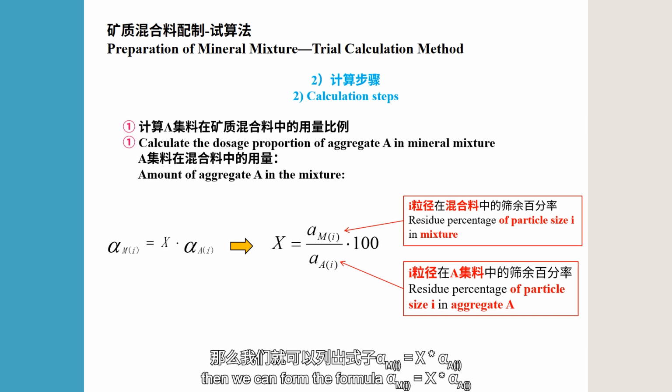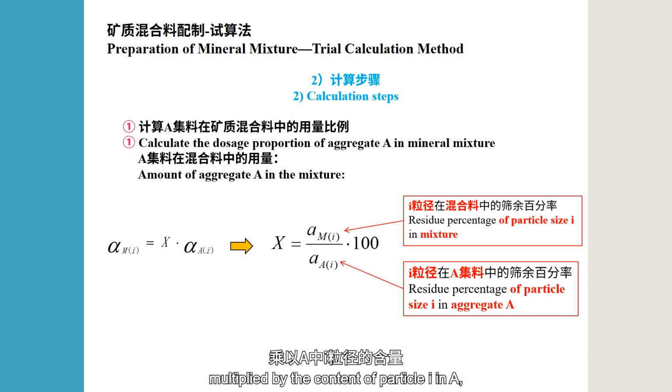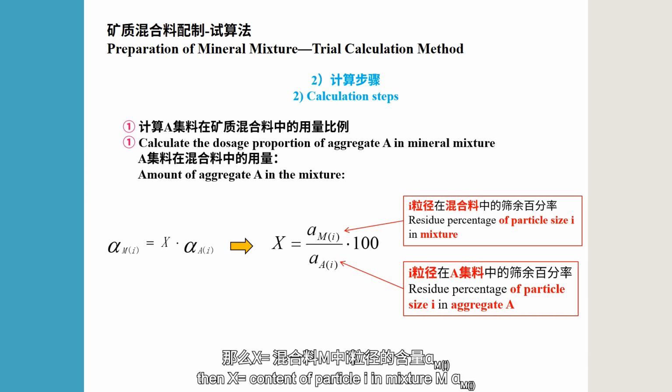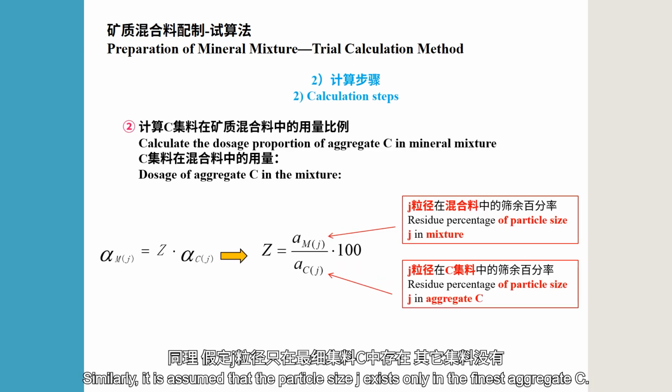Then we can form the formula alpha MI equals X times alpha AI: content of particle I in mixture M equals dosage ratio X of aggregate A multiplied by the content of particle I in A. Then X equals content of particle I in mixture M divided by the content of particle I in A, X equals alpha MI divided by alpha AI times 100. Similarly, it is assumed that the particle size J exists only in the finest aggregate C.